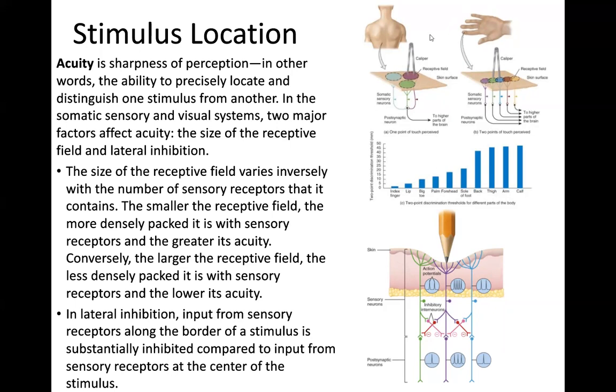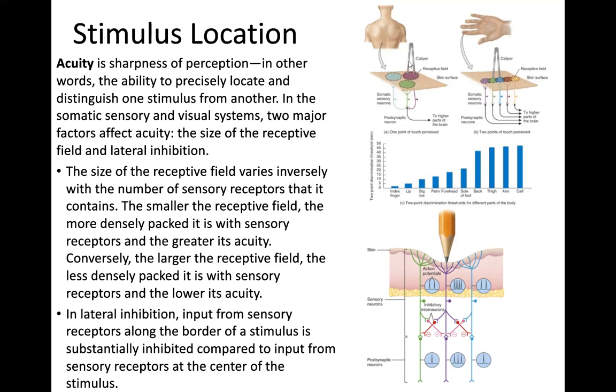We'll start up here in the top right, which relates to receptive field size and that overlap. All right, what they're doing here is a pretty cool little experiment. I wish we could do it. If we were all together, we would. It's called a 2-point discrimination test.